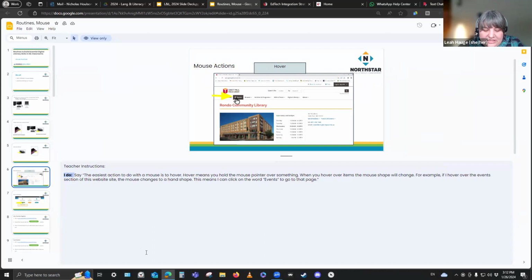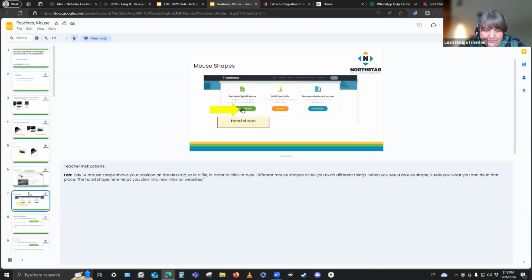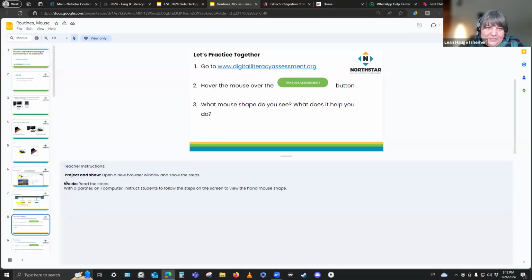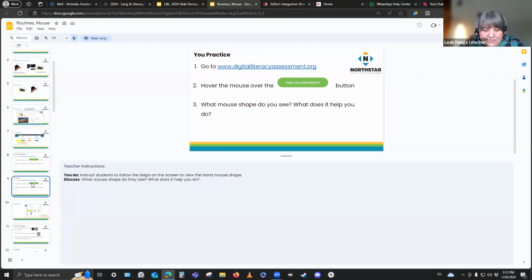And all of the routines include an I do, so a model by the instructor, that's what you see here, a we do or a practice together, which would be on the next slide. Or it's still giving instruction here, so maybe on the next slide. Yep, here they're doing it together, so they practice together. And then after that, there's an opportunity for learners to model their mastery of the skill.